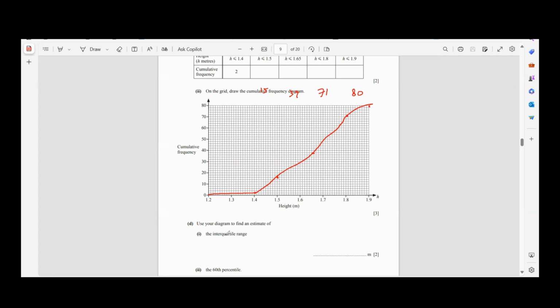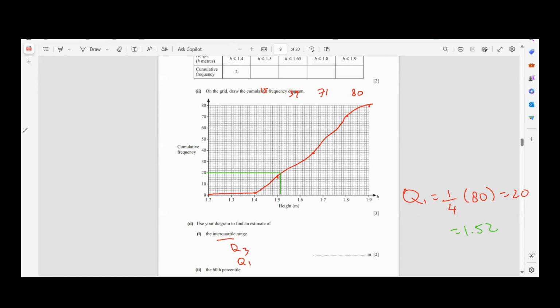So we have to find the interquartile range for part I. We have to find Q3 and Q1. We find Q1 first. For Q1, we use 1 over 4 times 80, so it should be 20. From 20 on the frequency axis, we drag it to the right, and then we drag it down, and then we read the value. It's about 1.52.